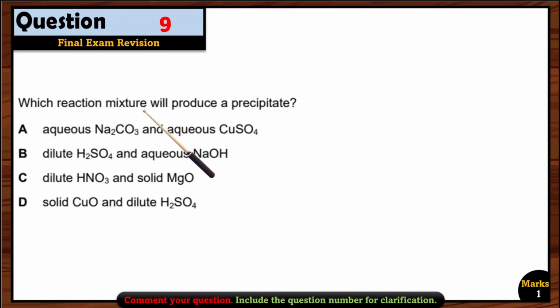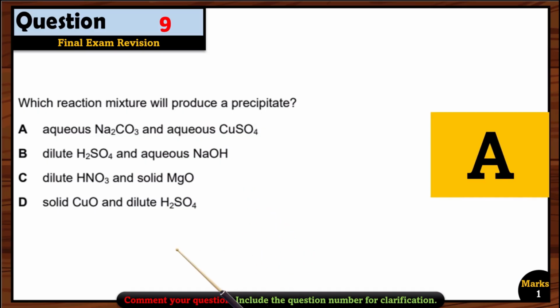Question 9. Which reaction mixture will produce a precipitate? Now let's see each of these one by one. Aqueous sodium carbonate reacting with aqueous copper sulfate. What will be the products? They have to exchange with each other. Sodium sulfate: all the sodium salts are soluble, so this one is soluble. Copper carbonate: yes, carbonates are insoluble except for sodium, potassium and ammonium. So this will give you copper carbonate, which will be a precipitate. So option A is the right option. We don't have to look at the other options.